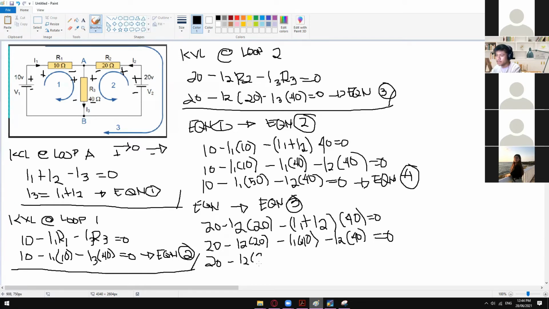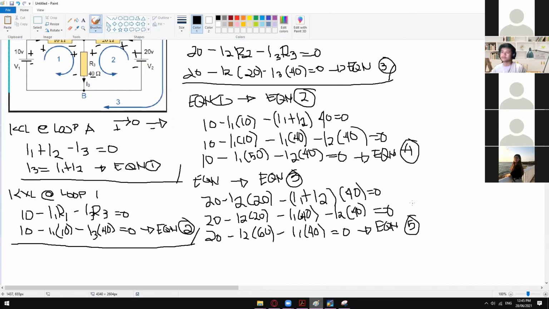So I2 times 60. 20 plus 40 is 60. And then minus I1 times, what is this? 40. I almost thought that that was 10. Okay. So sorry for my ugly handwriting since I'm only using my mouse. Equal to 0. So from here, we could now say that this is your equation number 5.